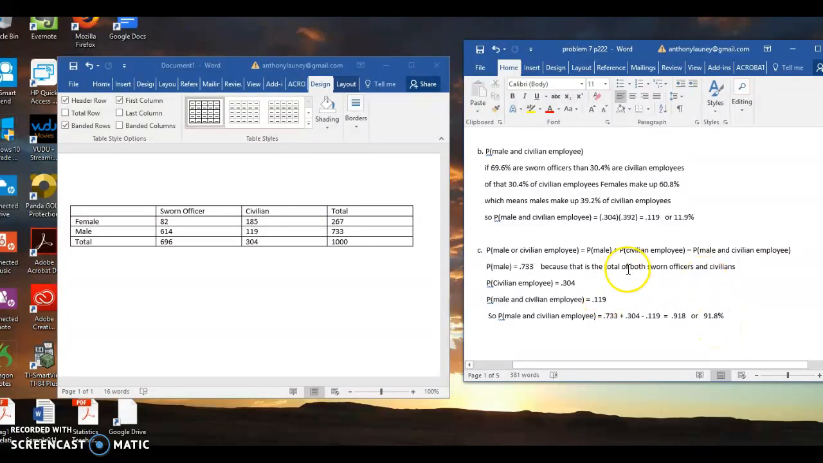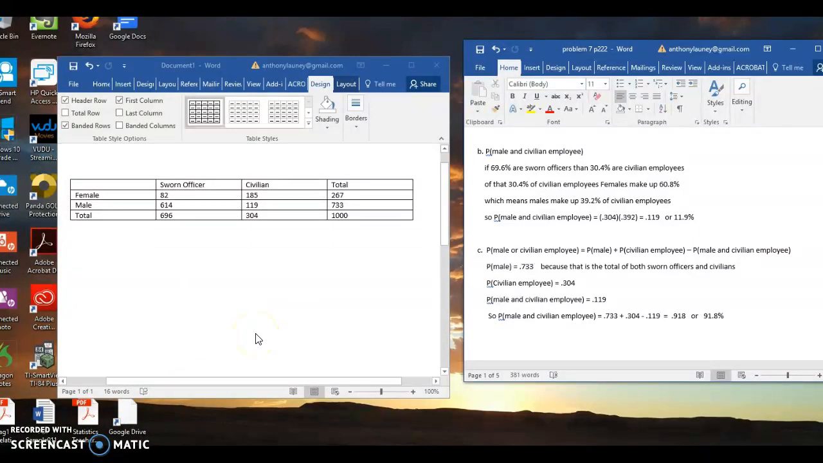So that's a high probability, which you would expect because you're saying the probability of a male, which is 733 of them, or a civilian employee, which is this. Now together those add up to more than 1,000, but we have to subtract off the overlap, the civilian employees that are males. So once we do that, we get up around almost 92%, which makes perfect sense.